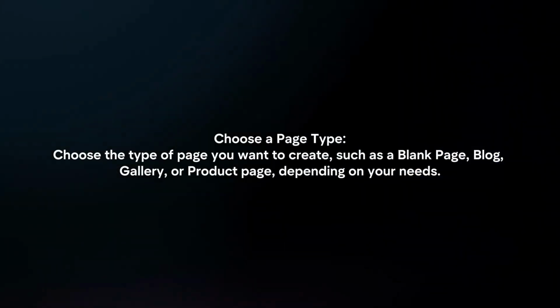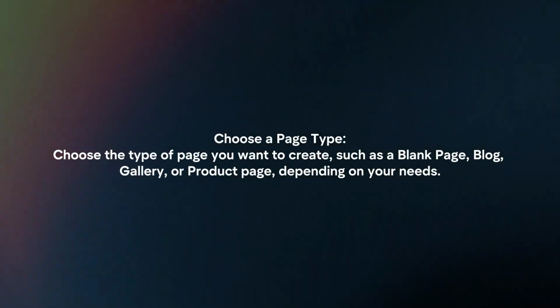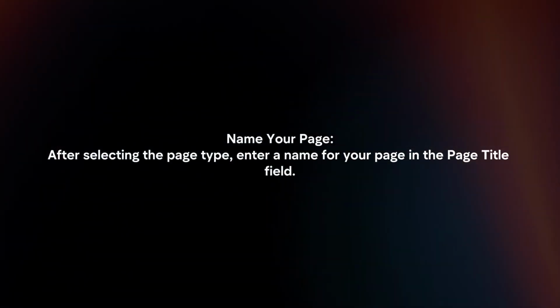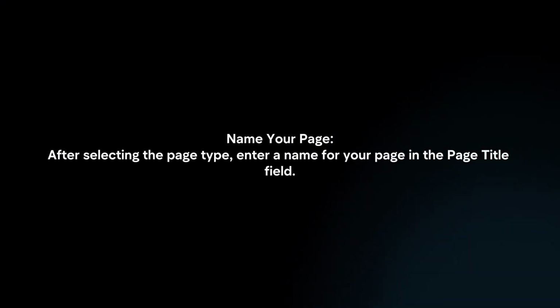Choose a page type. Choose the type of page you want to create, such as a blank page, blog, gallery, or product page, depending on your needs. Name your page. After selecting the page type, enter a name for your page in the page title field.